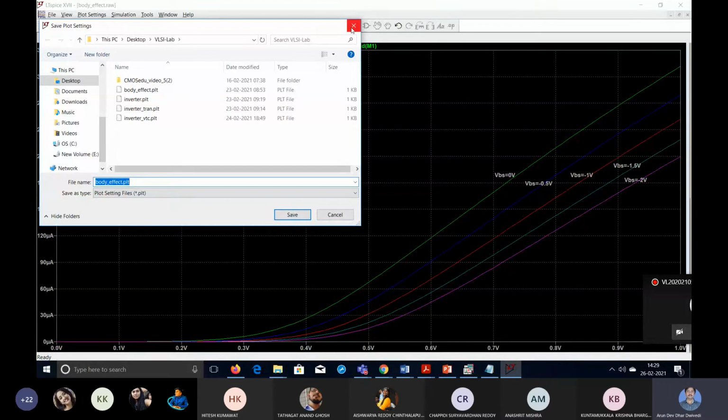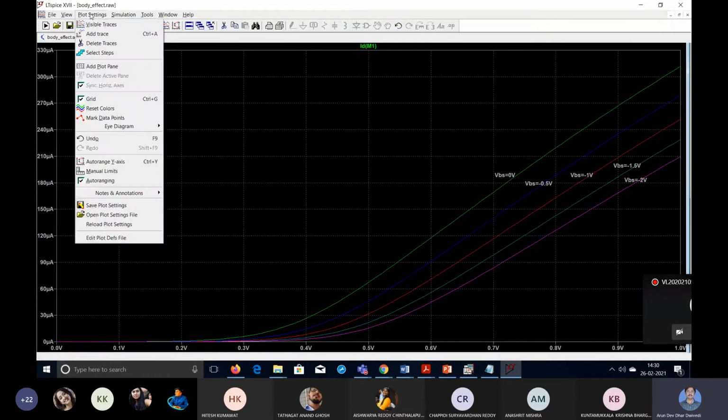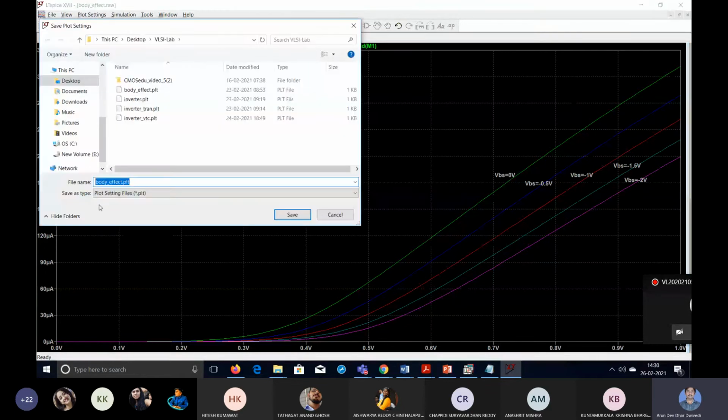If you save it, next time you run, the same plot will come automatically without selecting. Otherwise, if you are not saving, then every time you have to select that ID, and then you have to place the text if you want text also. So these may be needed every time if you don't save it. But if you save it from here, this is the option, plot setting, and then save plot setting. In this way we can save whatever desired plot.